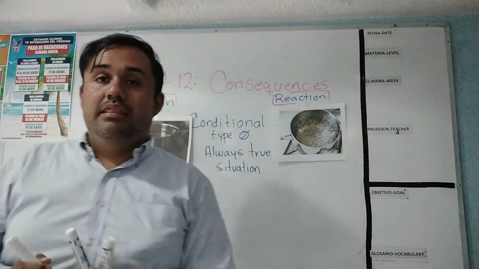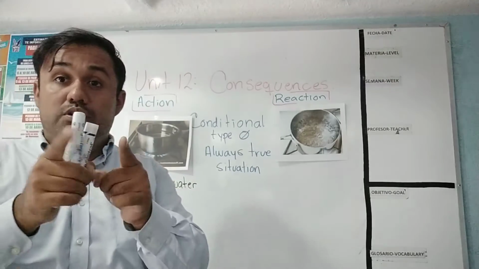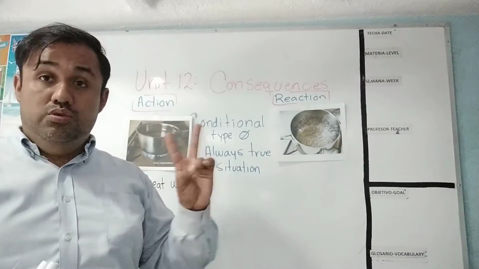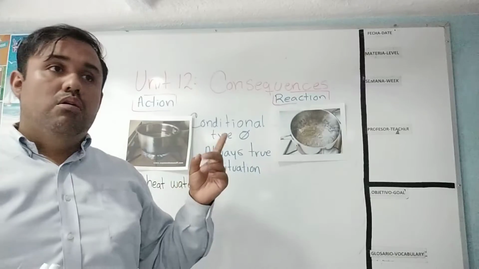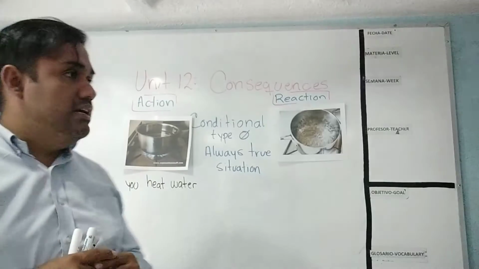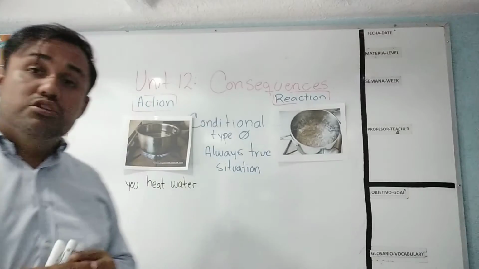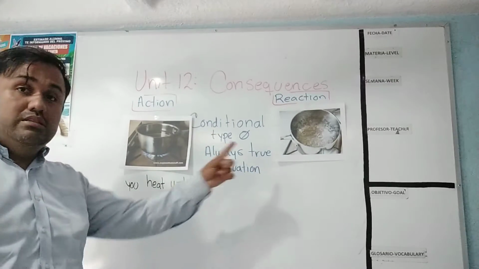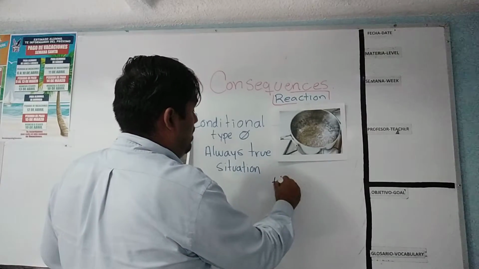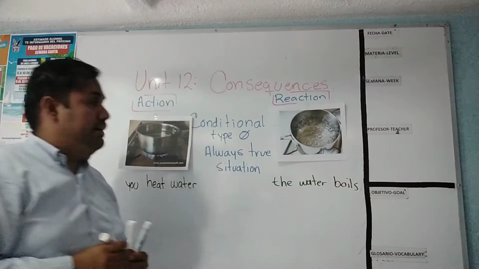So, in the conditional type 0, remember, it's an always true situation. What is real for you is real for the rest of the people. Conditionals have 2 elements, 2 parts in the sentence. The first part is an action. The second part is a reaction. What is your action? Your action is that you heat water. What is the reaction? We say that the water boils.